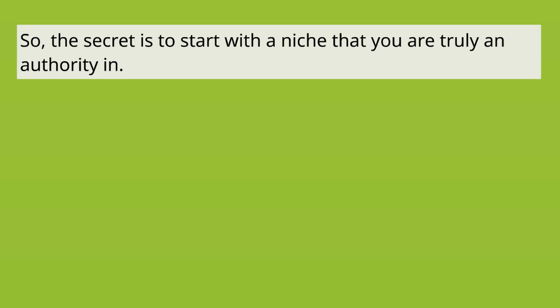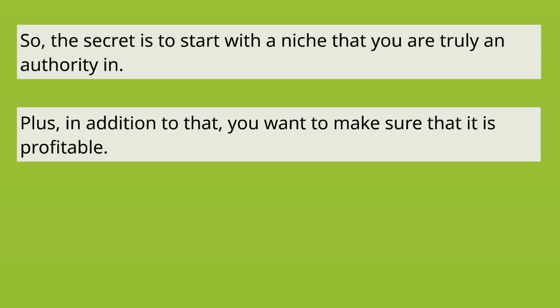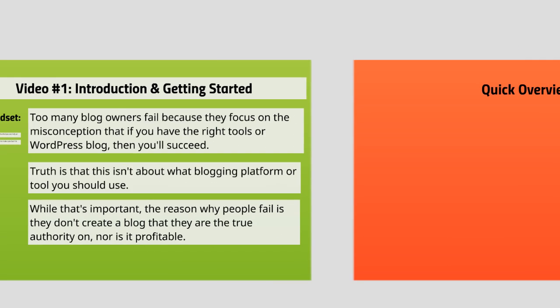So the secret is to start with a niche that you are truly an authority in. So this video course is all about that: how to find your niche, but how to make sure that you are in fact the authority. And we're going to put things through a test, and you'll see several tests in the beginning to make sure that is true. Plus, in addition to that, you want to make sure, of course, that it is profitable, that you have enough products to sell, and that you can increase your revenue stream.